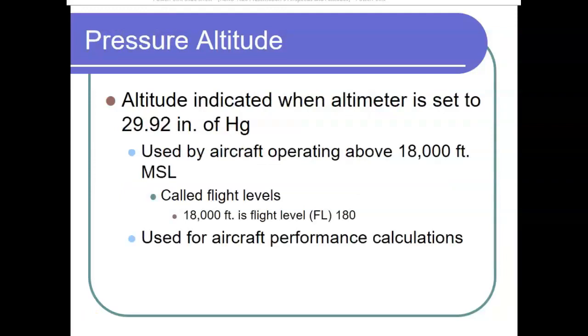Pressure altitude is the altitude that's indicated when the altimeter is set to the standard pressure at sea level, or 29.92 inches of mercury. It's required to be used by all aircraft flying above 18,000 feet MSL, or mean sea level. And these are called flight levels. At 18,000 feet, the flight level is 180. Flight level 180. Pressure altitude is also used for aircraft performance calculations.